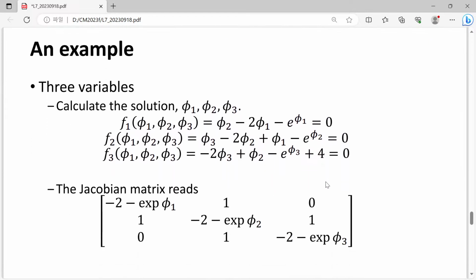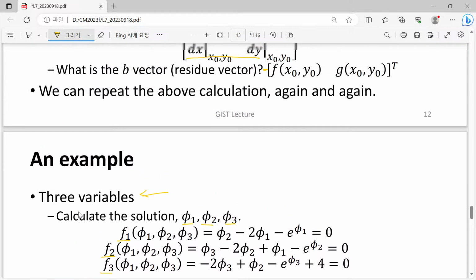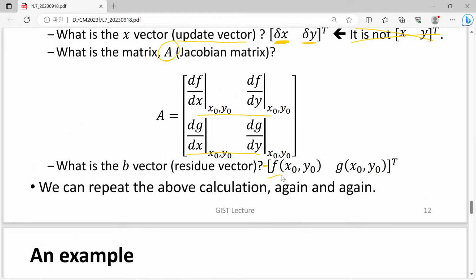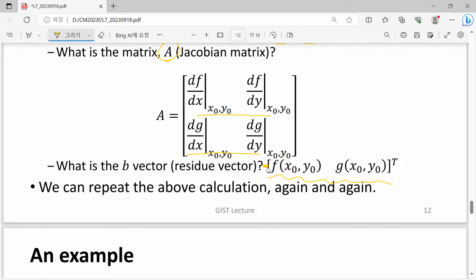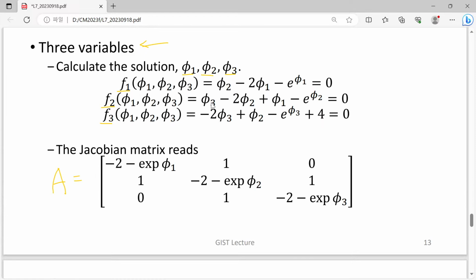So now please do your homework program. Here we have a very simple 3 variable case: 1, 2, 3 variables and 1, 2, 3 equations. Then what you have to do is also evaluate this A matrix and our b vector. Please note that here we have a minus sign. Then you can just evaluate and take the negative sign.